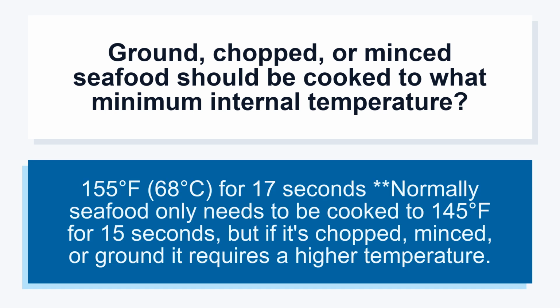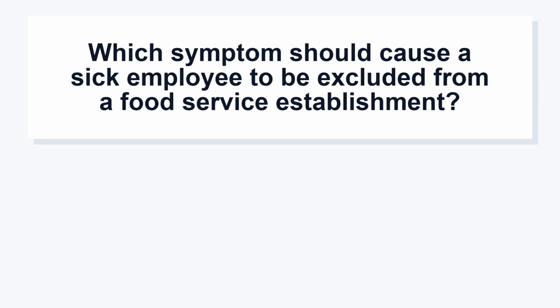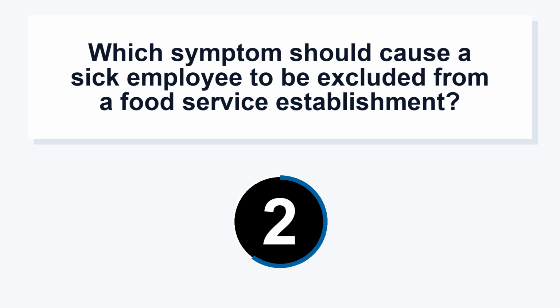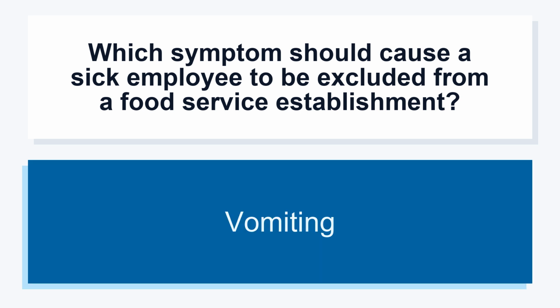155 degrees Fahrenheit, 68 degrees Celsius, for 17 seconds. Normally seafood only needs to be cooked to 145 degrees Fahrenheit for 15 seconds, but if it's chopped, minced, or ground it requires a higher temperature. Which symptom should cause a sick employee to be excluded from a food service establishment? Vomiting.